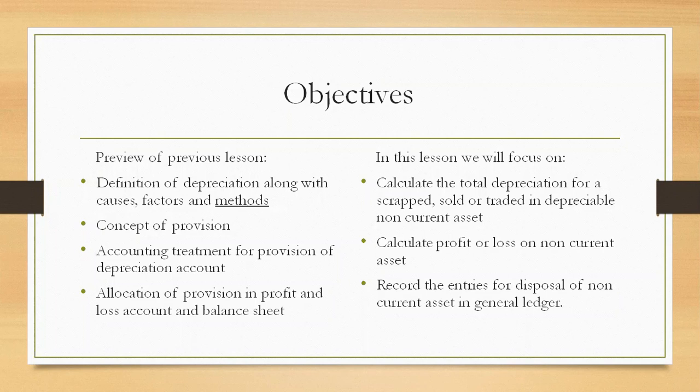As far as the previous lesson is concerned, we did the definition of depreciation along with causes, factors, and methods. Then the concept of provision was done along with provision for depreciation. Accounting treatment for the provision for depreciation account was also done along with extracts. And in the end, we had allocated provision in the profit and loss account and balance sheet. Why is it important to revise all these concepts again and again? Because these are the base for today's lesson as well.